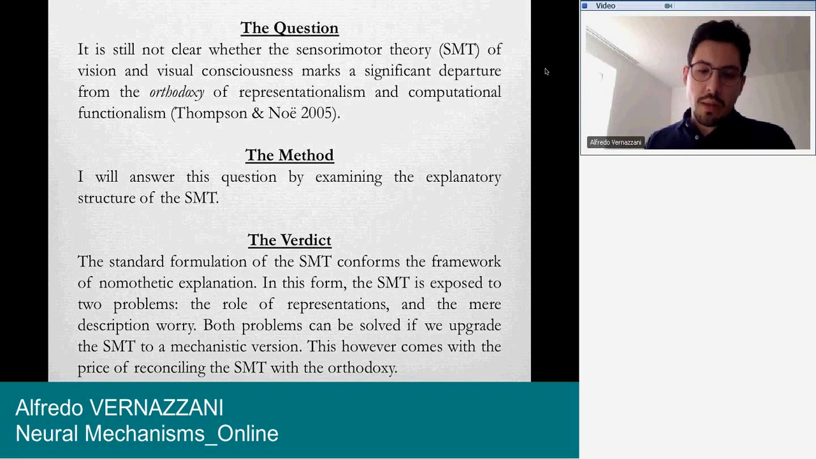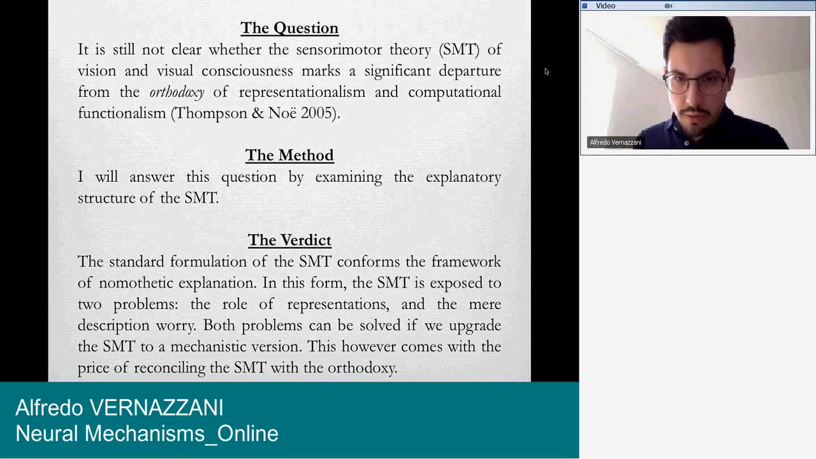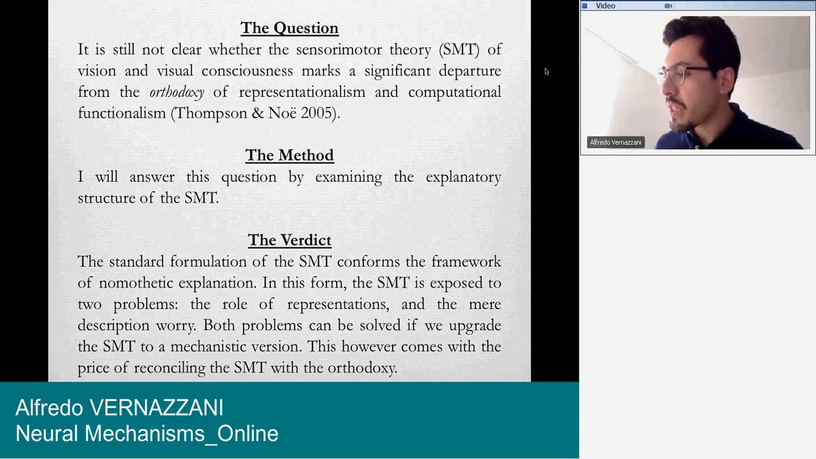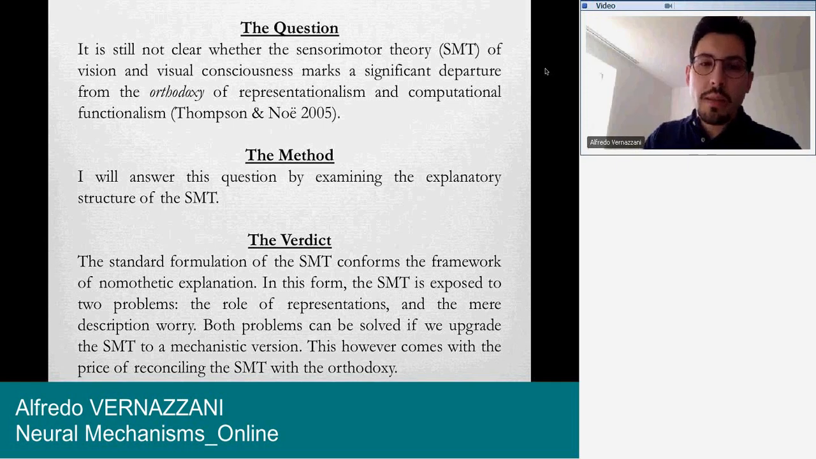But the claim I'm going to make is that if that is the form of explanation in the standard sensorimotor theory, then it is exposed to two issues. One is the role of representations, which is made problematic. The other, more serious issue is the so-called mere description worry, which is familiar to everyone working on the literature on mechanistic explanations. Then I'm going to advance the claim that both problems can be solved if we upgrade the SMT to a mechanistic version. And as I'm going to show, the SMT can be mechanized rather easily by analyzing some examples of purported sensorimotor laws. Okay, now that's enough as a kind of introduction.